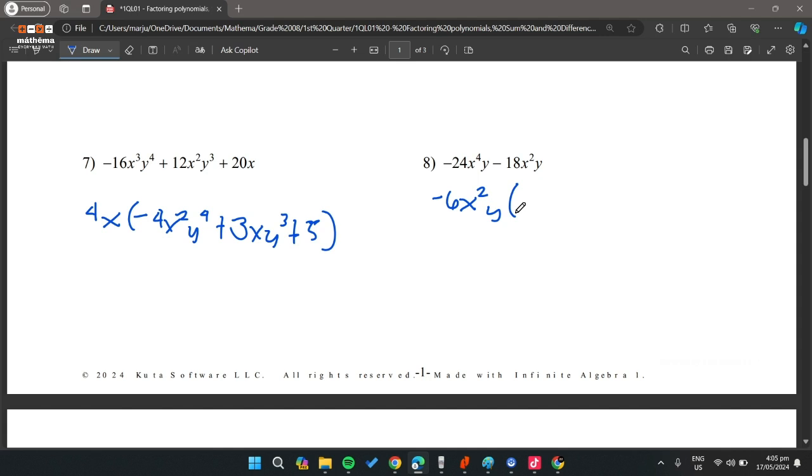So let's proceed. This negative 24x to the fourth y divided by negative 6x squared y. What will happen? We have 4 and then x squared. Alright, that's it. 4x squared plus, this is now 3. So that will be our answer. Should the factor number be negative if all the... Yes, yes, yes. Because it's common. Alright? It's common. Common factor.